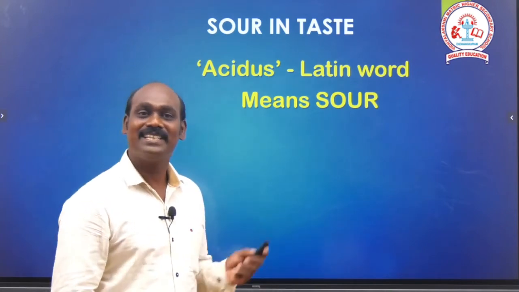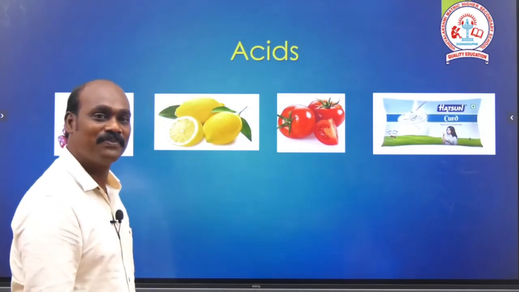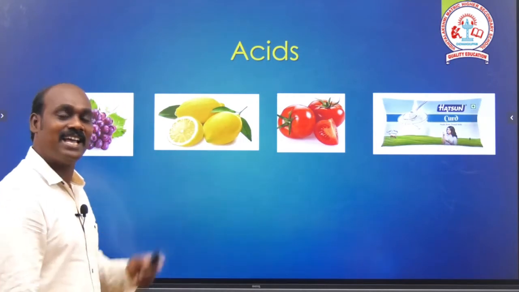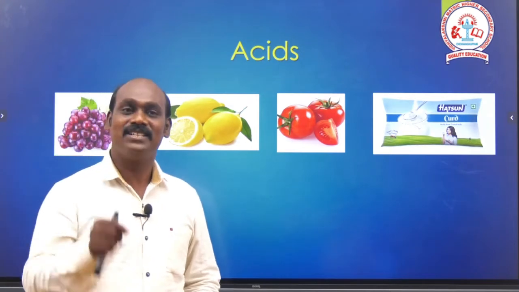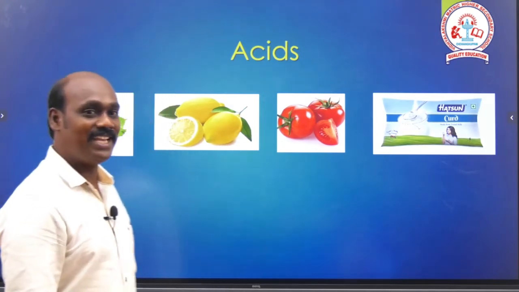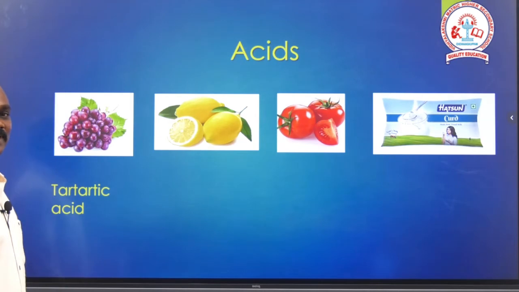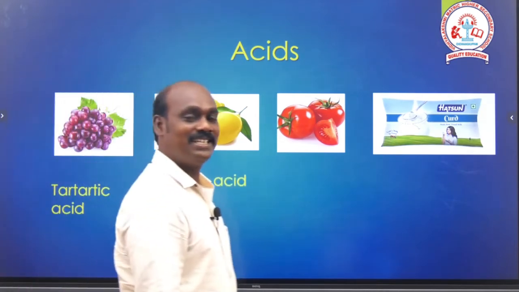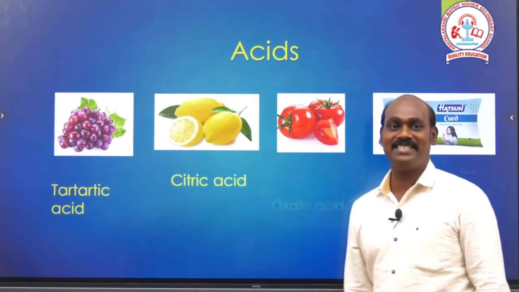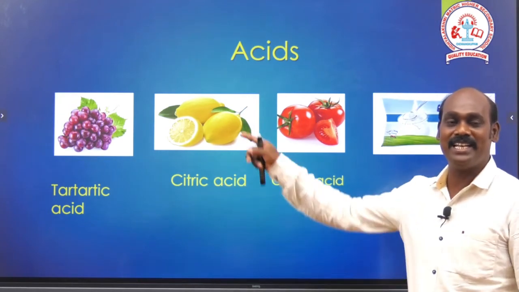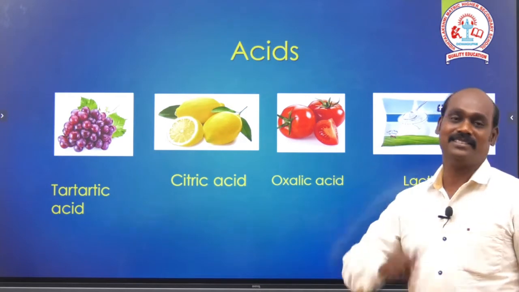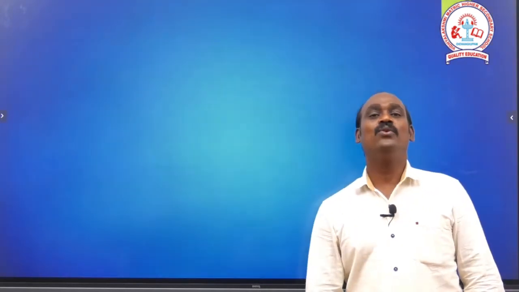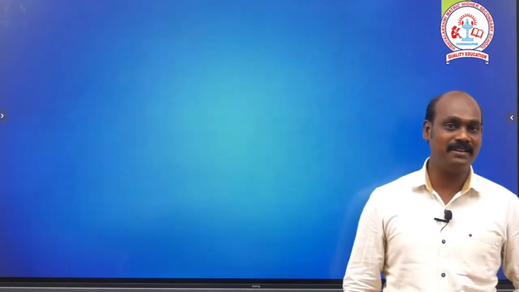So these things have acids. That's why they have a sour taste. For example, grapes have tartaric acid, lemons have citric acid, oxalic acid is present in the tomato, and lactic acid is present in curd. Okay. Now we are going to discuss the concepts of acids and bases.